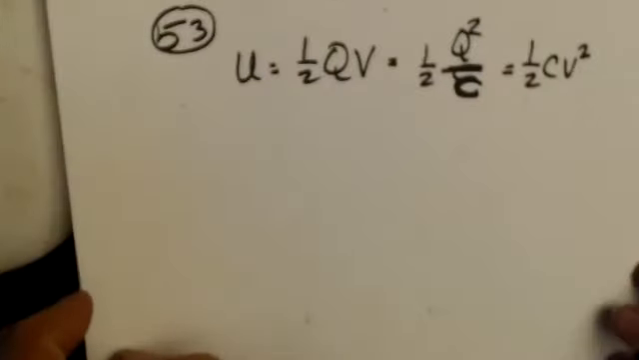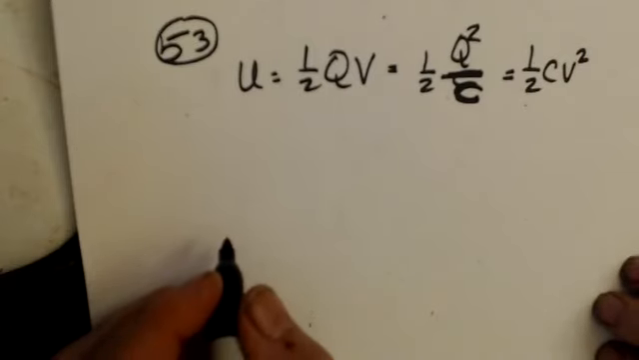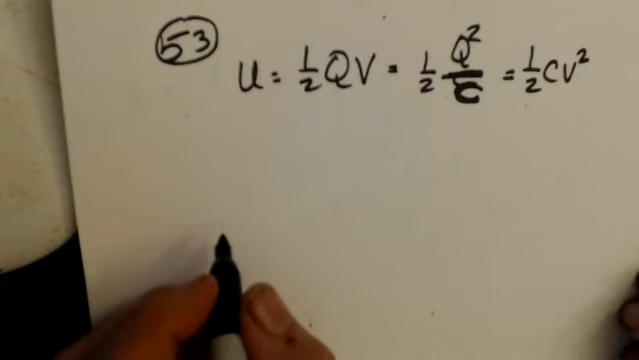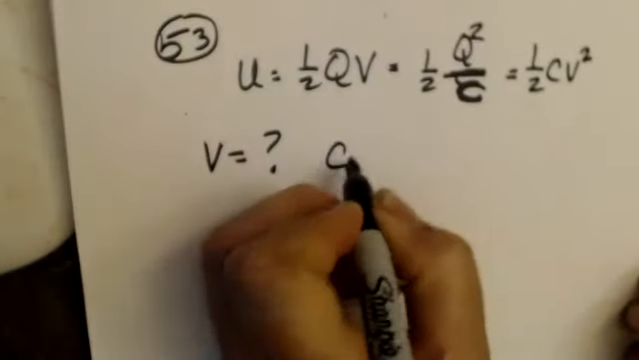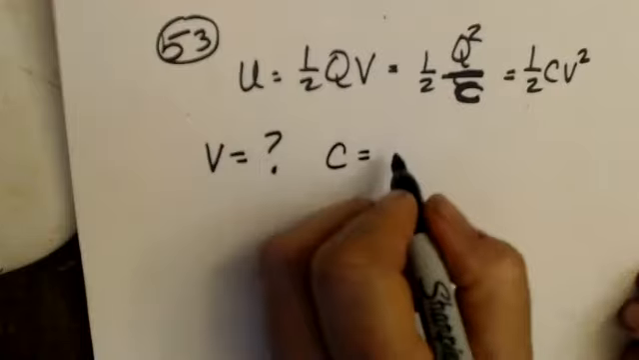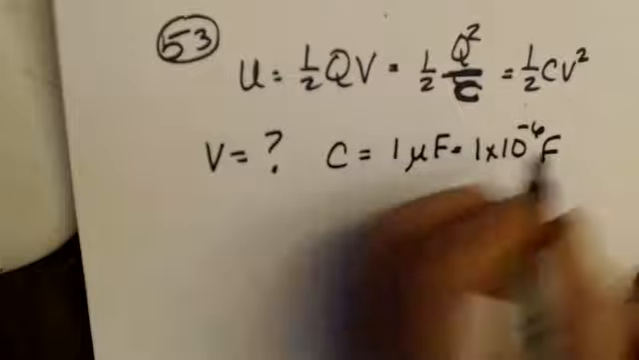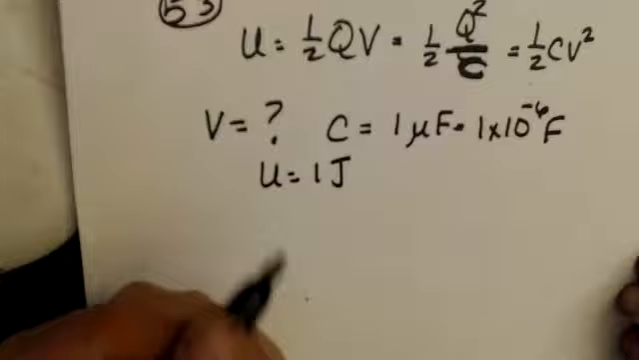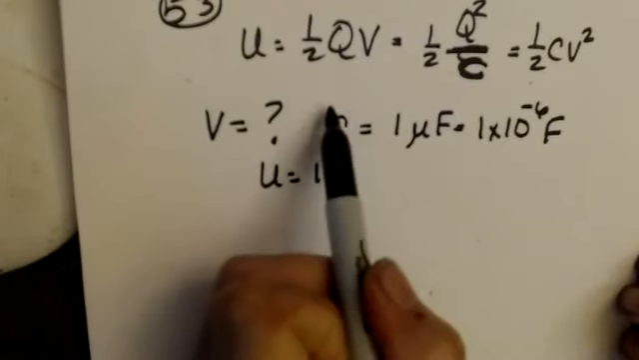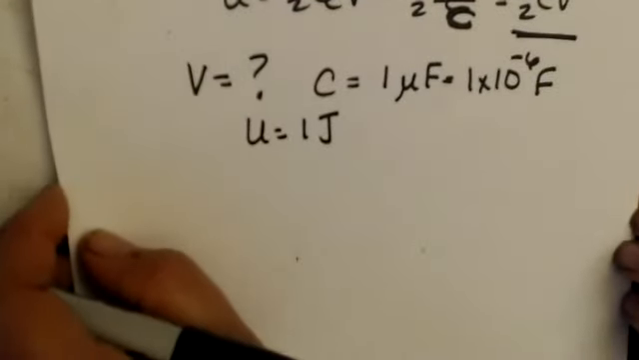Okay, so in problem 53, it said, to what potential should you charge a 1 microfarad capacitor to store 1 joule of energy? So I want to find potential, and they've told me capacitance is 1 microfarad. Again, I don't like micro, so I'm just going to get rid of that. And then they've told me U is 1 joule. So I want the formula that relates U to C and V, so I'm going to pick that one.